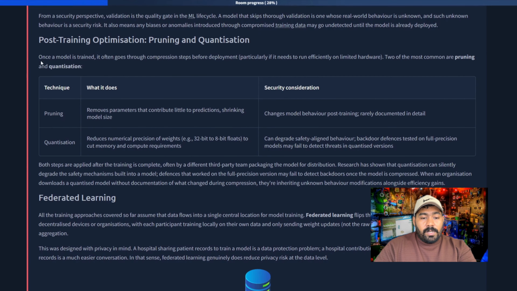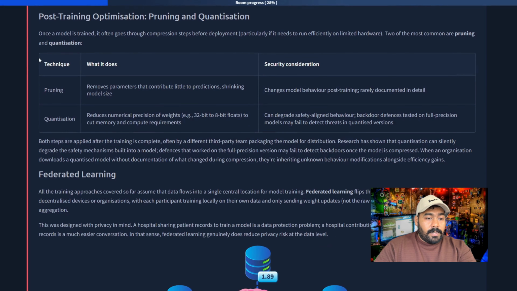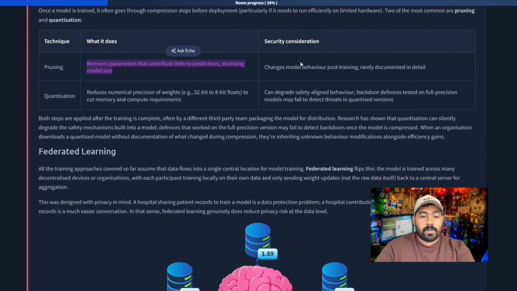Post-training optimization: pruning and quantization. Post-training, models can get compromised. The room gives us a table here: technique, what it does, security consideration. The two techniques are pruning and quantization. Pruning removes the parameters that contribute little to predictions, shrinking model size. The security consideration is that it changes model behavior post training, rarely documented in detail.